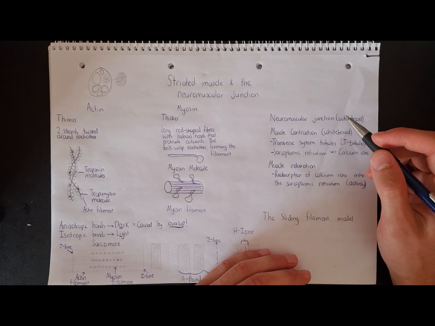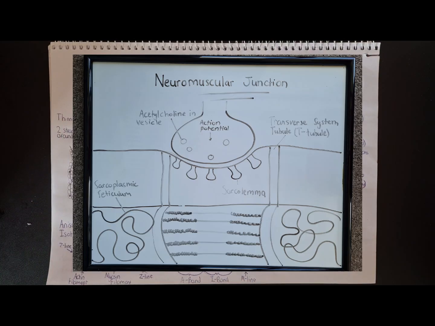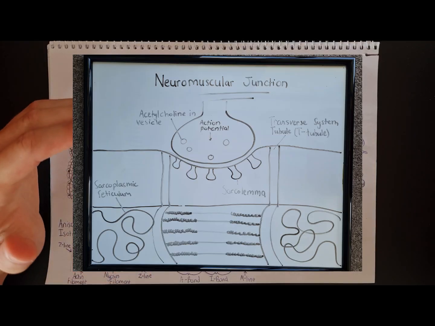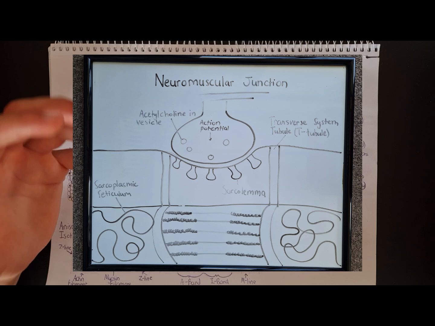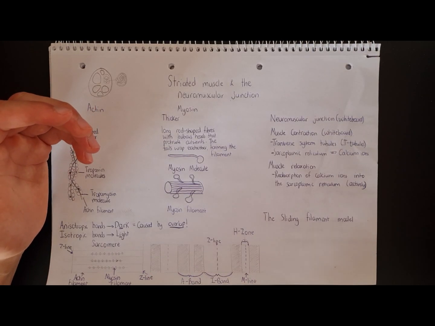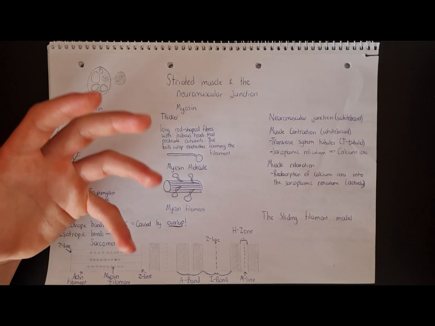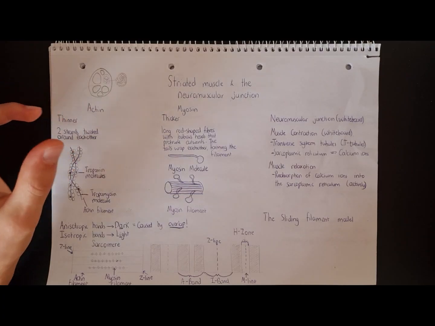Now let's take a look at the neuromuscular junction. So there'll be an image now on the screen. The neuromuscular junction is basically the point of communication between a presynaptic neuron and the muscle. Now, there are going to be involved neurotransmitters, like, for example, acetylcholine. There will be involved calcium ions.